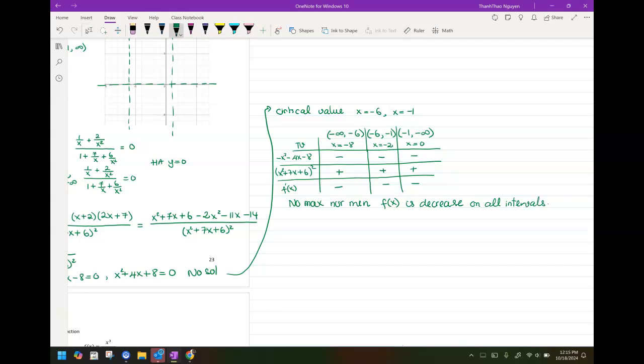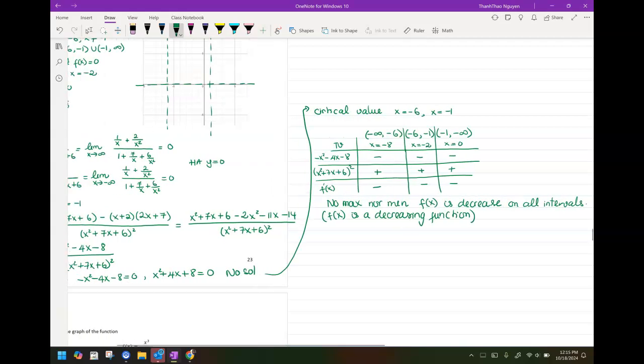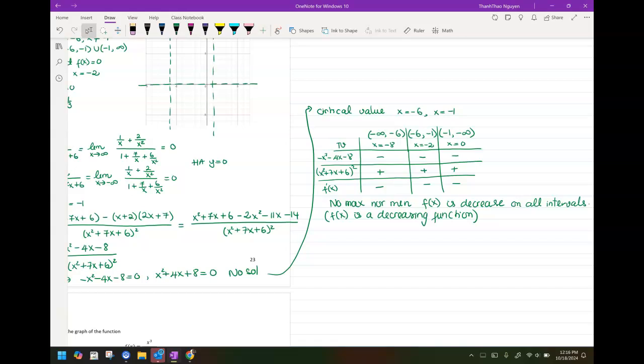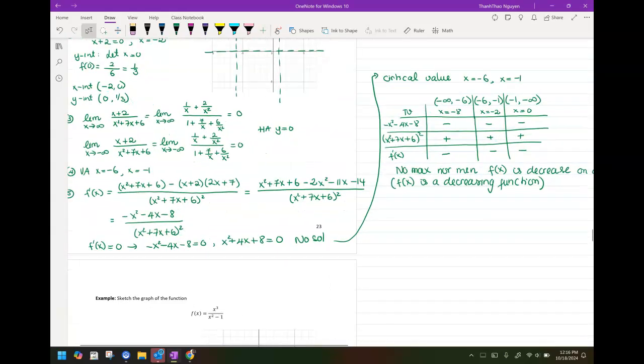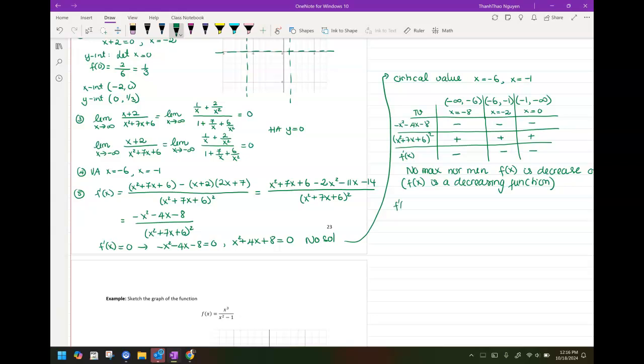In other words, f of x is a decreasing function. The next thing we do is we take a look at the inflection point and the concavity. Let's go ahead and take the second derivative. So we know that f prime of x is equal to negative x squared minus 4x minus 8 divided by (x squared plus 7x plus 6) squared.